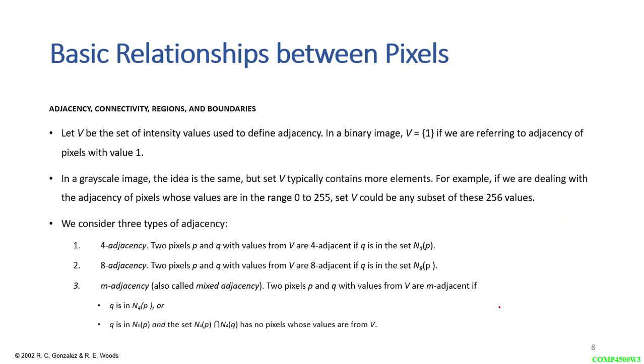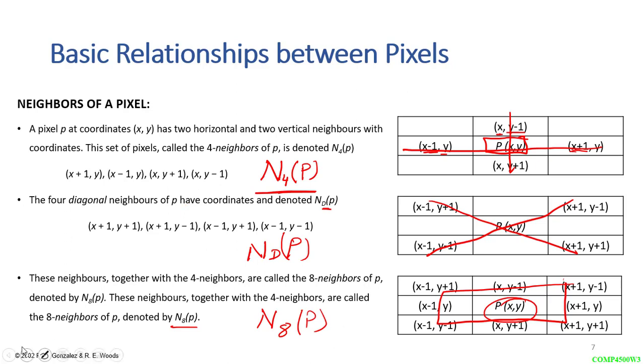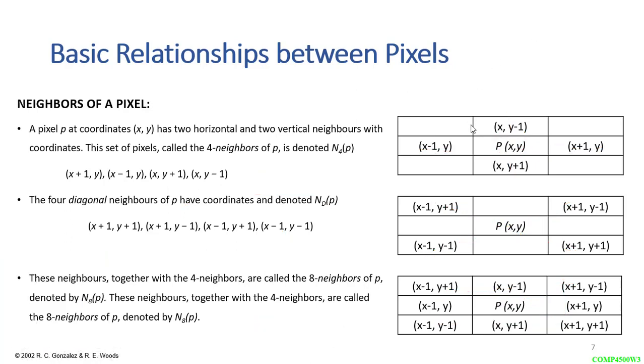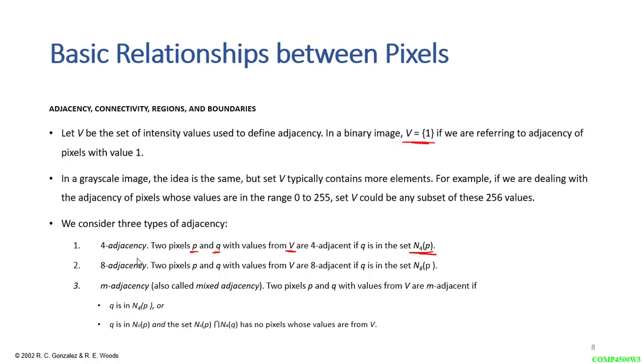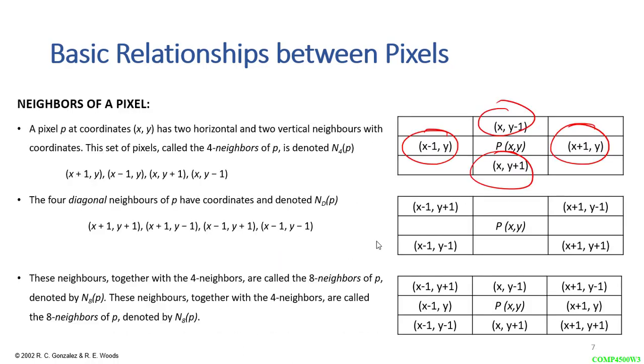Now, we want to talk a little bit about adjacency. Two pixels P and Q with values from V, where V is a set, let's say it's a set of 1, are 4 adjacent if Q is in the set of N4P. So if Q falls either here or here or here or here, then we say it is 4 adjacent. 8 adjacent is if Q falls somewhere in these N8P positions.